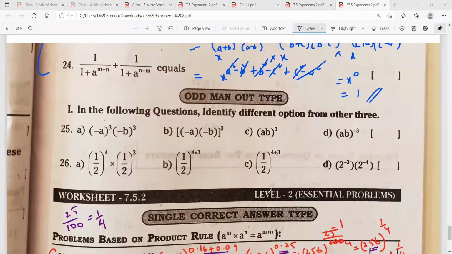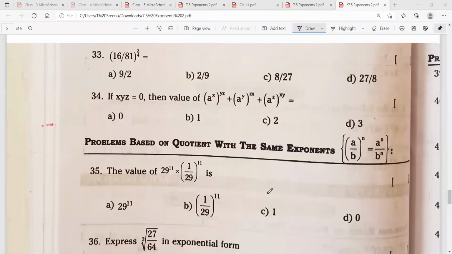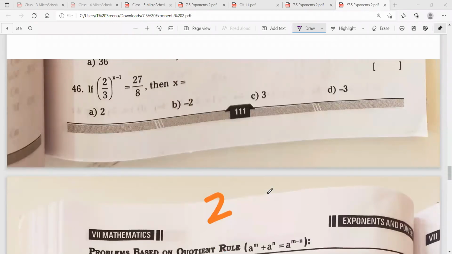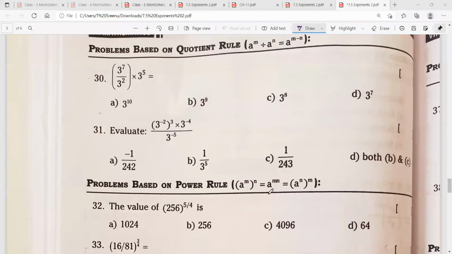Next page I'm opening. With some more difficult sums here. Your quotient rule means division. See, a power m divided by a power n, we get a power m minus n. Subtract the powers, when bases are equal. Here 3 power 7, 3 power 2, you get 3 power 7 minus 2.